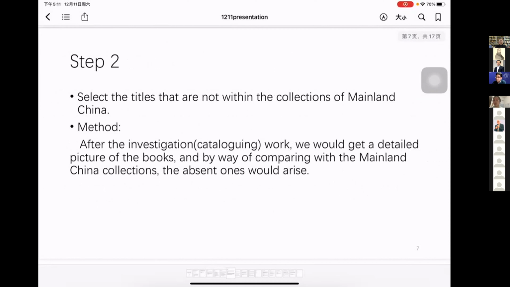So next is step 2, which is selecting the titles that are not within the collections of mainland China. Our method is, after the investigation or the cataloging work, we'll get a detailed picture of the books, and by way of comparing with the mainland China collections, the absent ones would arise.